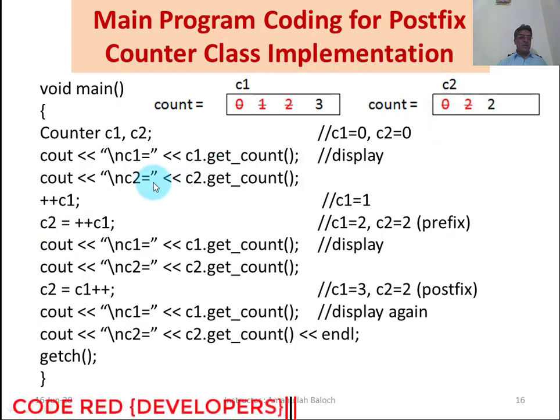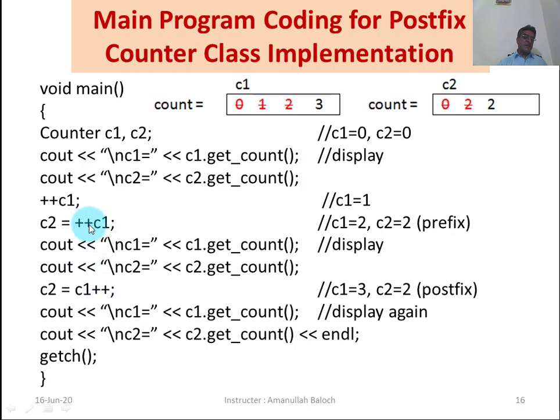Here it has incremented first. We will say that in postfix it will increment later. It will give the old value to C2 and will increment itself later on. Here in prefix it incremented first, and then the incremented value is assigned to C2. In postfix notation, the old value will be assigned to C2.